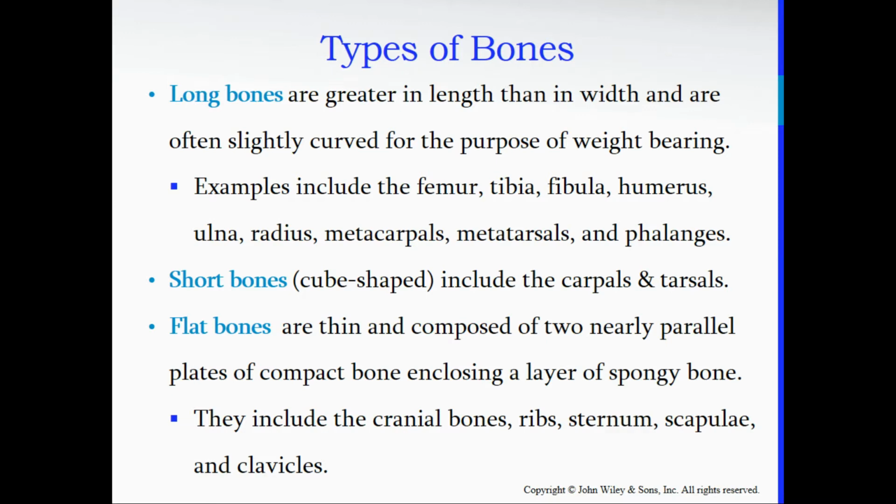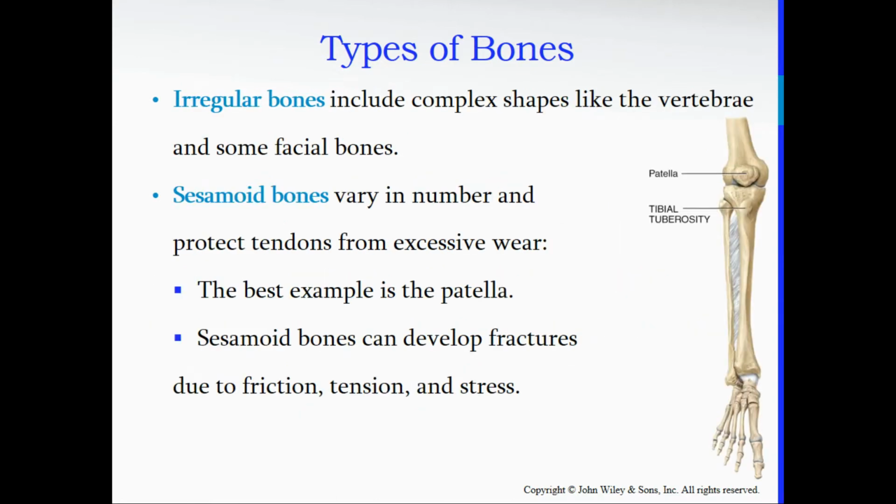Short bones would be just the opposite of the long bones. They are more cube in shape, and they would include your carpals, the bones of the wrist, and the tarsals, the bones of the back or posterior portion of your foot. Flat bones are thin and composed of 2 nearly parallel plates of compact bone enclosing a layer of spongy bone. So you'll find in flat bones, there'll be no medullary cavity as you would find in long bones, which we'll talk about shortly. They include the cranial bones, the ribs, the sternum, the scapula, and clavicles. Irregular bones include complex shapes, similar to the vertebrae and some of your facial bones. And sesamoid bones vary in number and protect tendons from excessive wear. The best example is the patella.